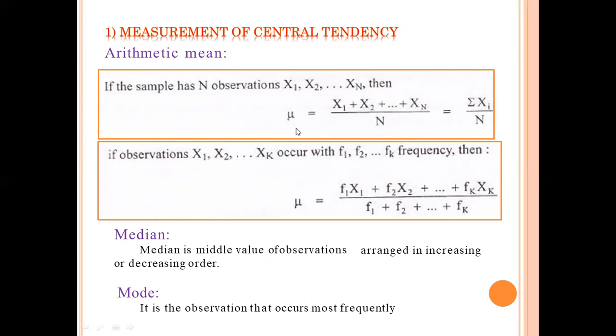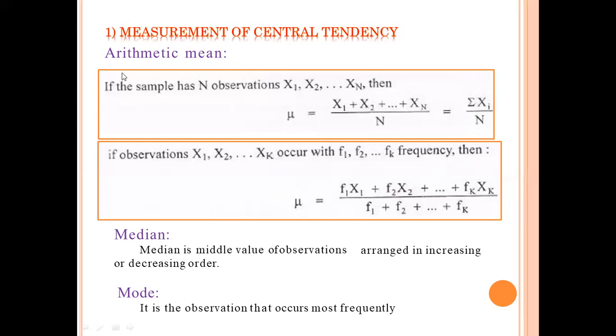It is represented by mu. Now, if observations x1, x2 up to xk occur with frequencies f1, f2 up to fk, then the arithmetic mean will be f1x1 plus f2x2 plus f3x3 up to fkxk, divided by the total frequency f1 to fk. So this is the formula for arithmetic mean with frequency, and the earlier one is the formula for arithmetic mean without frequency: sum of observations divided by total number of observations. Here again, the sum of observations along with frequency divided by total frequency is also called the arithmetic mean.